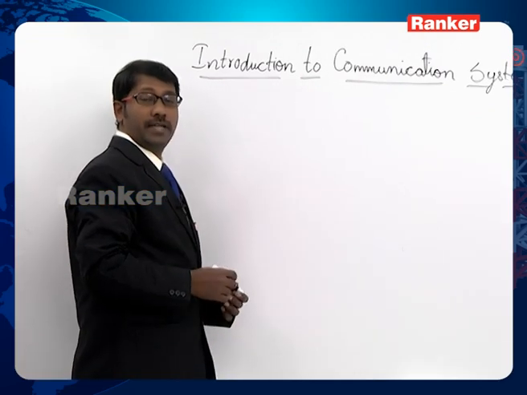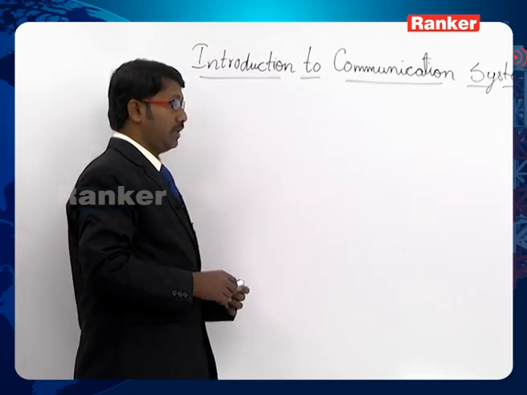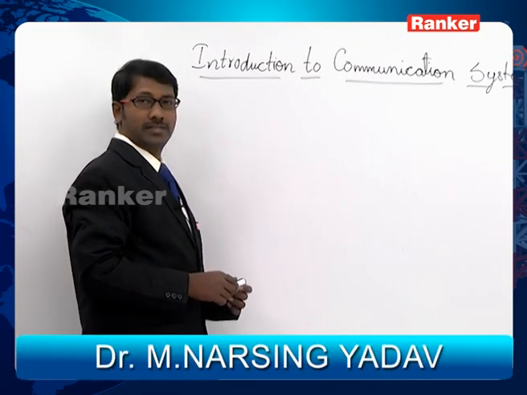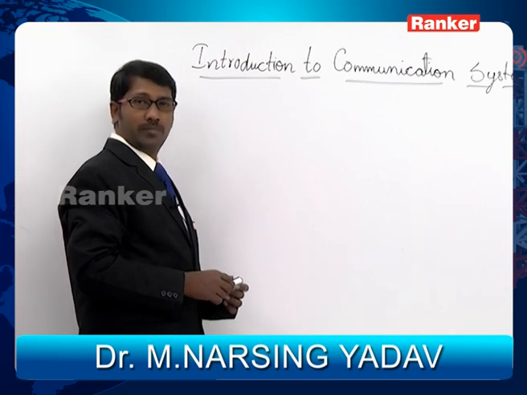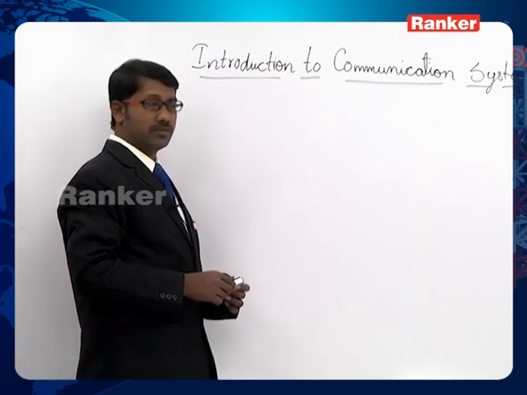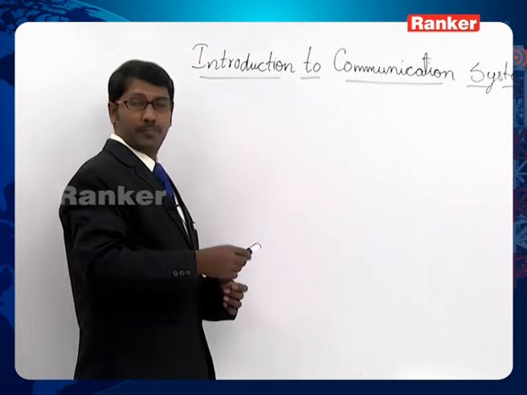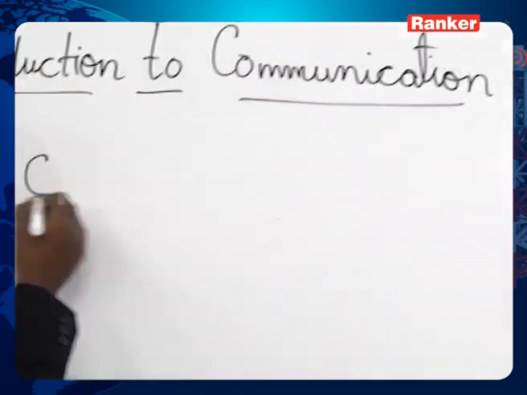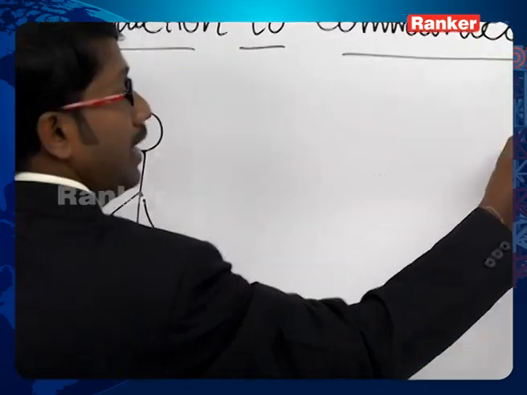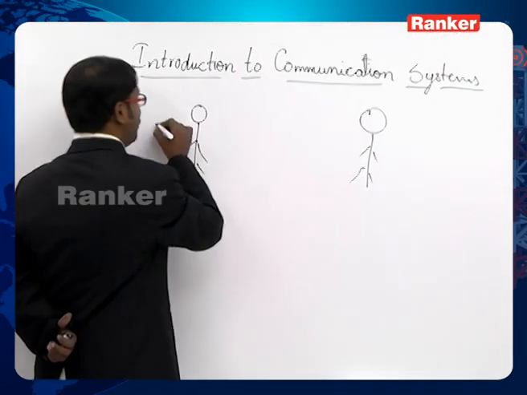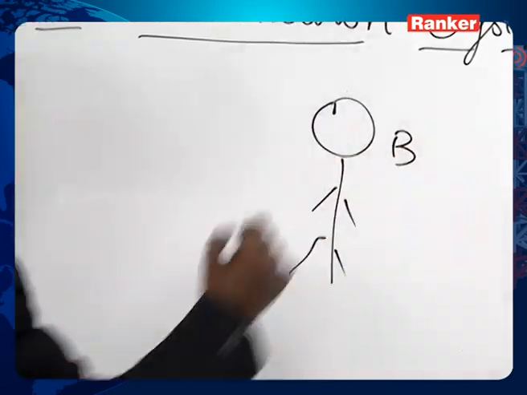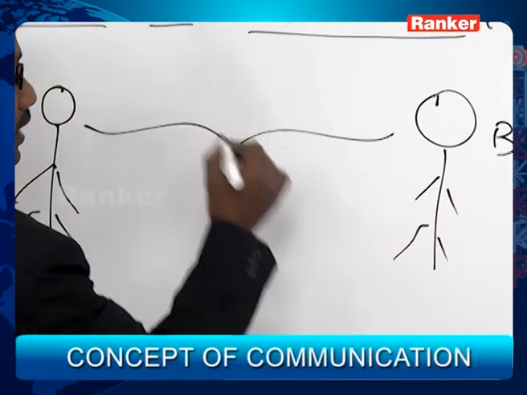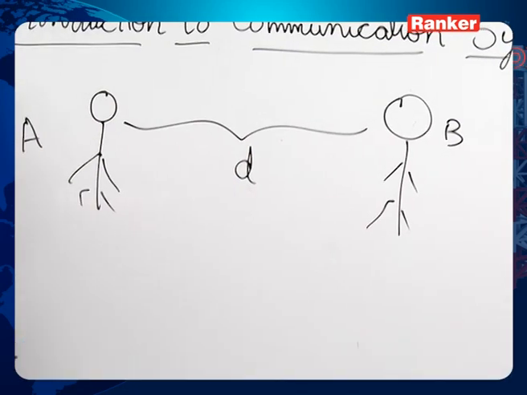Before we get into the actual details of the communication system and the fundamental elements of a basic communication system, let us establish a correlation between the biological communication between individuals, and then develop the model of electronic communication systems. Now let us consider two individuals, two persons A and B, trying to communicate with each other, and let us say that they are at a quite comparable distance called D.